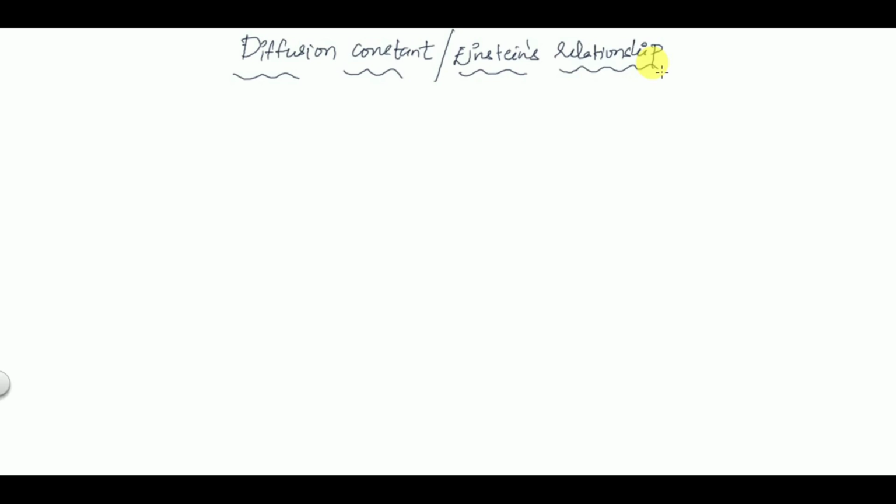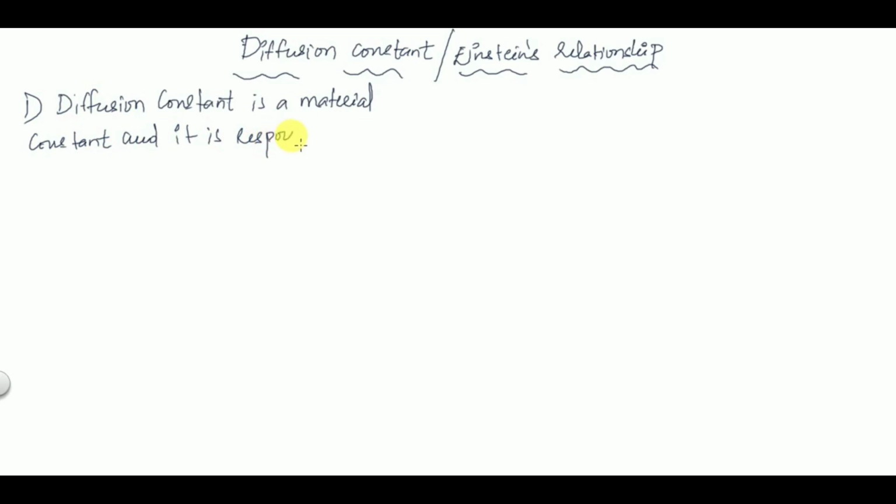Right, so what is a diffusion constant? The first point which you have to remember is that diffusion constant is a material constant, and it is responsible for the property of diffusion in a semiconductor. So how the electrons are going to be diffused.